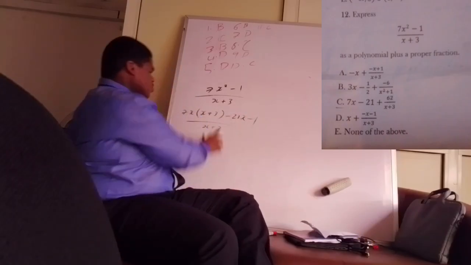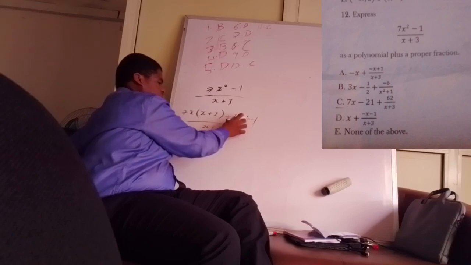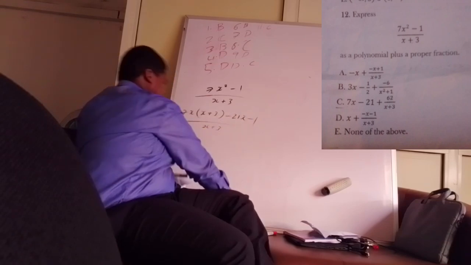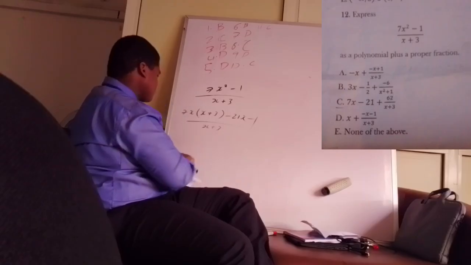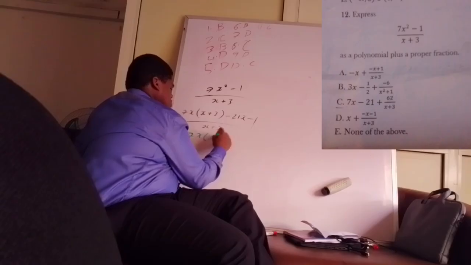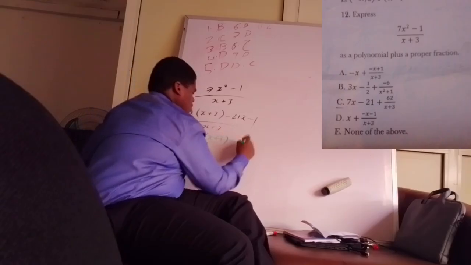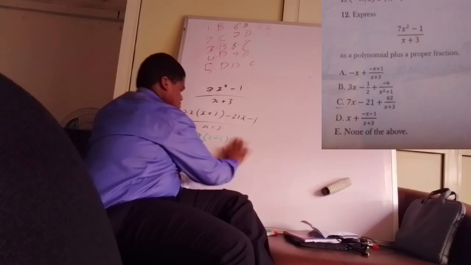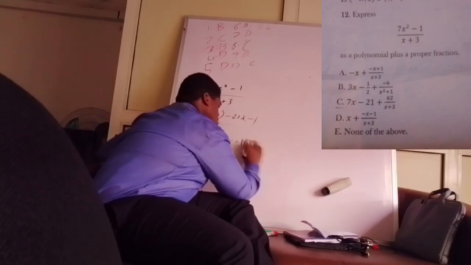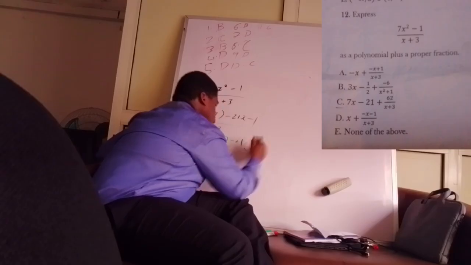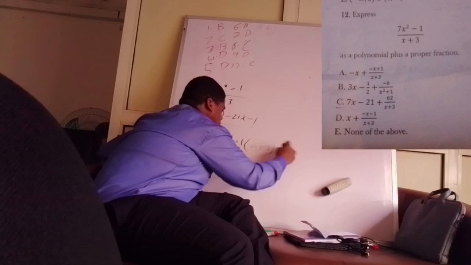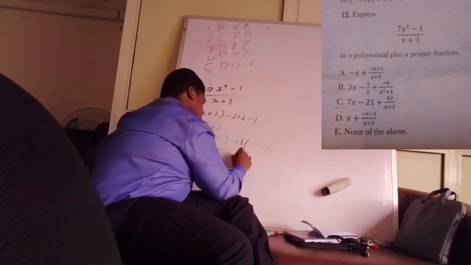The next thing now is also forcing this x plus 3 into this minus 21x. Since we already have a green marker for that one, let me change it from black marker to green marker. We have 7x times (x plus 3), minus 21 times (x plus 3), minus 1, all divided by x plus 3.